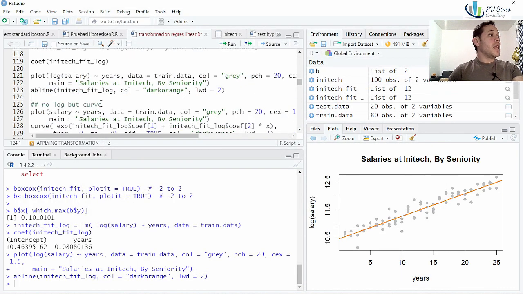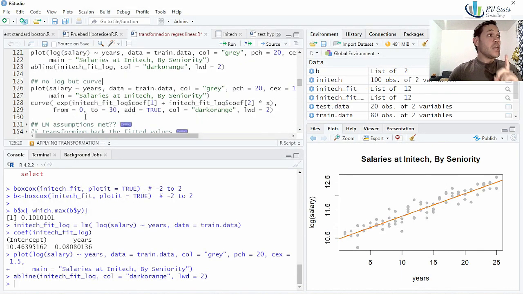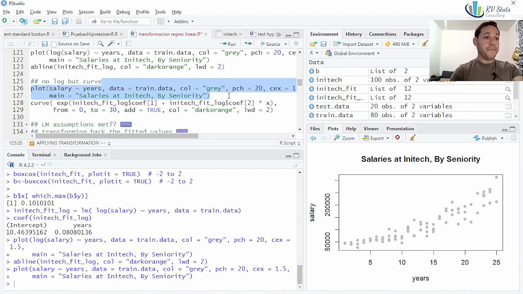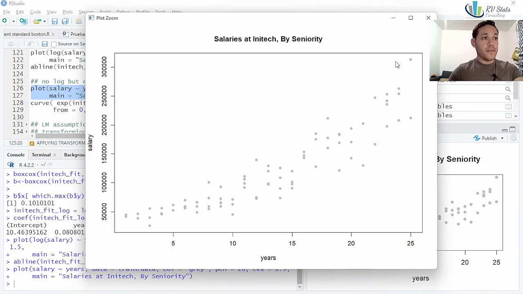Okay, something important. The original data, remember, is not logarithm. How can I go back, transform it back? Then here you can see this is my original data. You can see here, what am I showing you? You see?